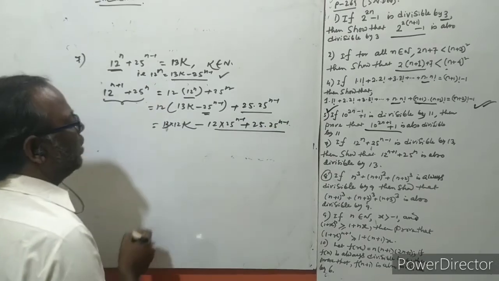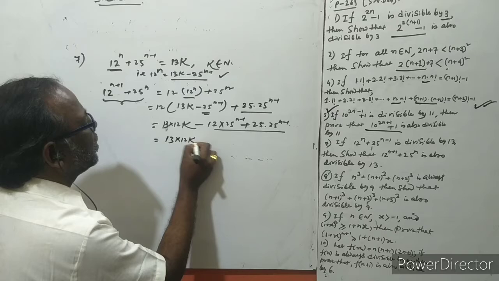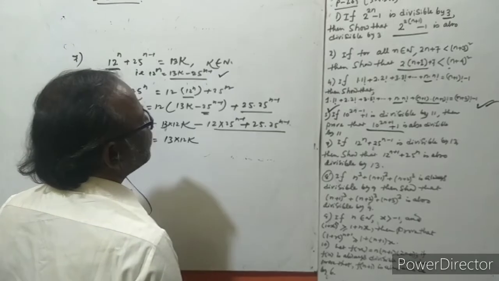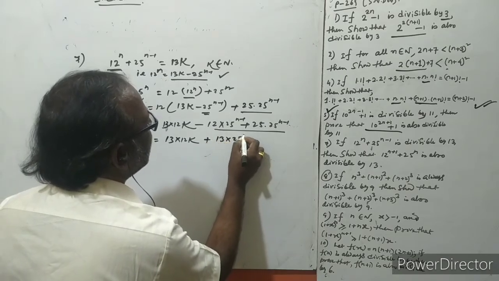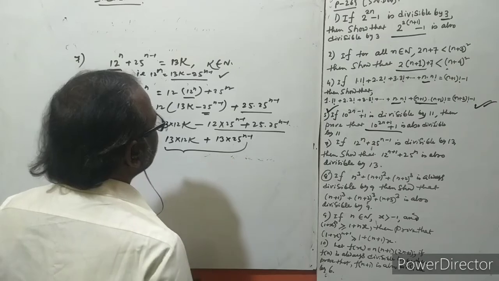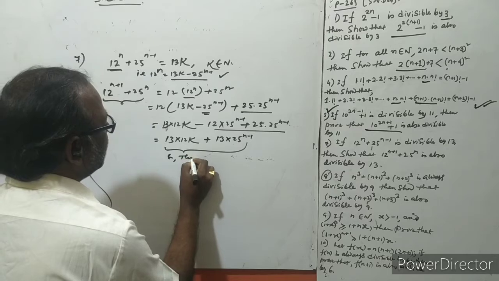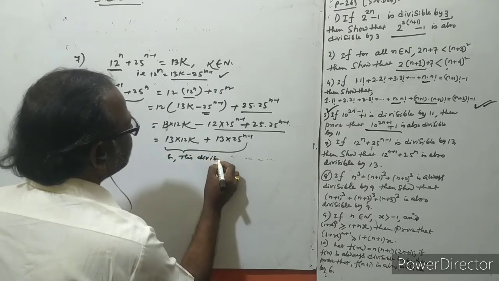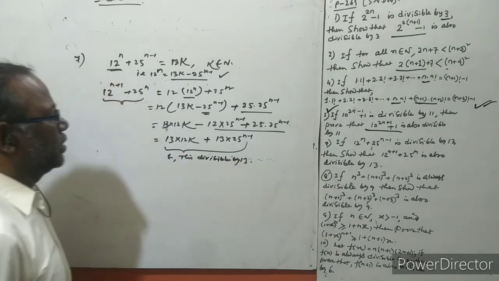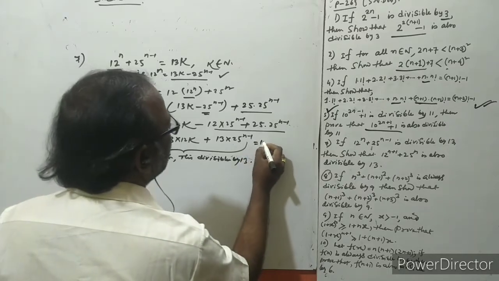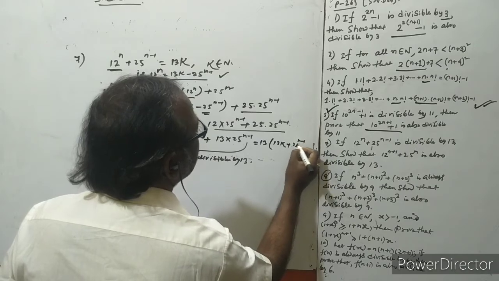So simply we can subtract and add the terms, like minus 12a plus 25a, and then we get 13 into 25 to the power n minus 1. So we can say this is divisible by 13. We take 13 common, and we are left with 12k plus 25 to the power n minus 1.